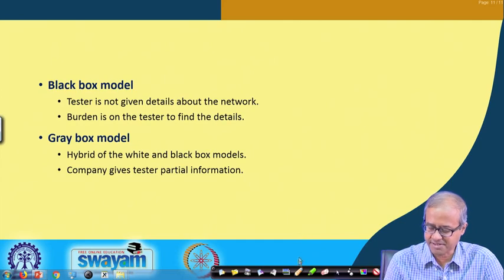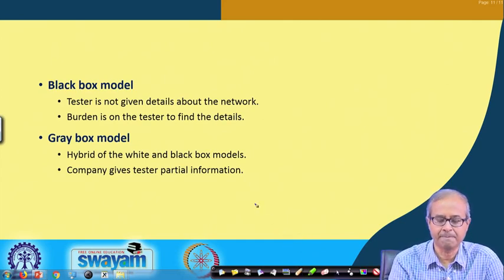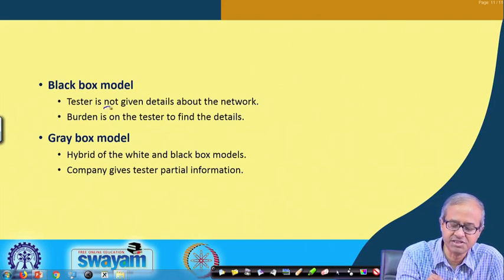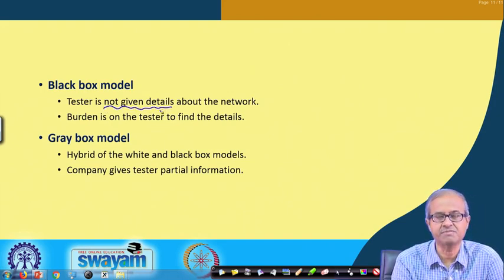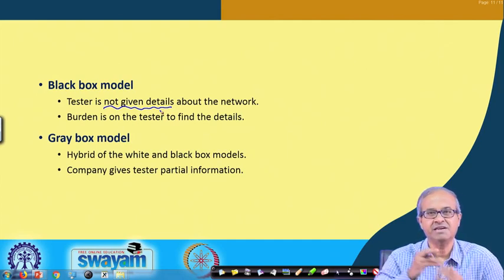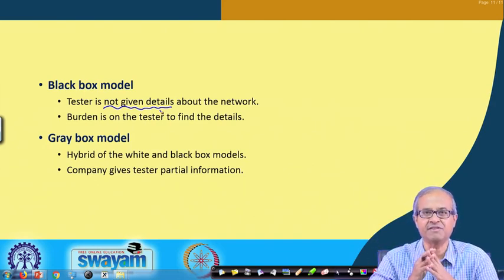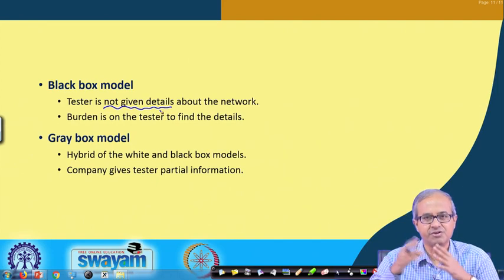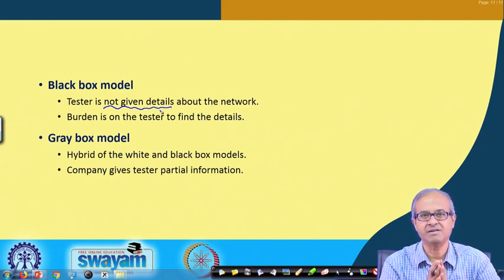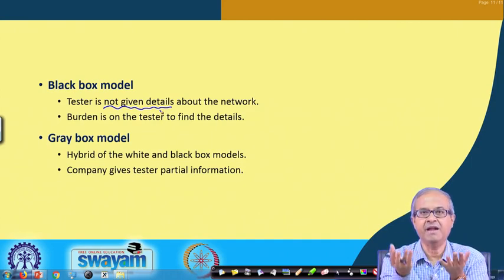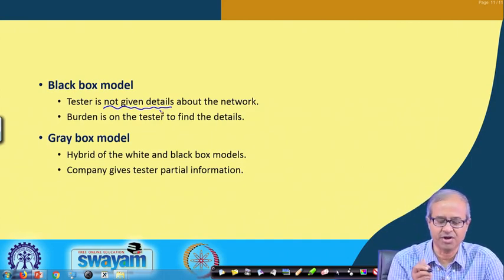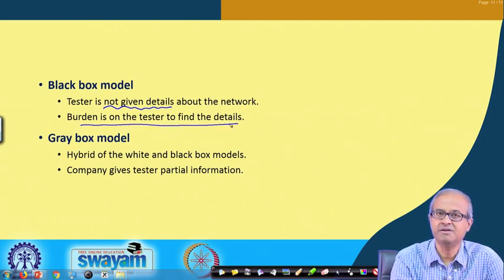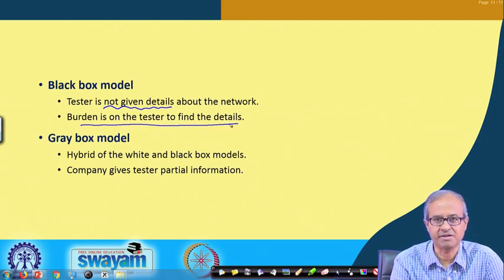Now, the exact reverse is the black box model. The black box model says that the tester is not given details about the network. It is not necessarily that the person asking the tester to test is deliberately withholding them. Maybe the person is not competent enough or does not know the relevant information to be shared with the tester. So, the tester will have to dig into the environment and find out whatever relevant information is required. The burden is on the tester to find out all the details that may be required.